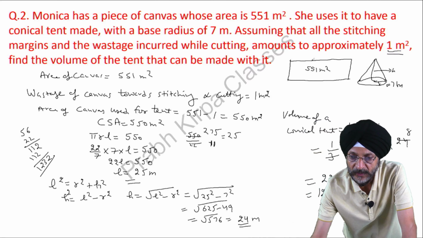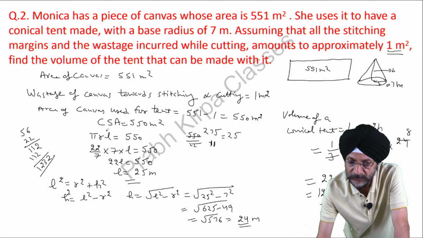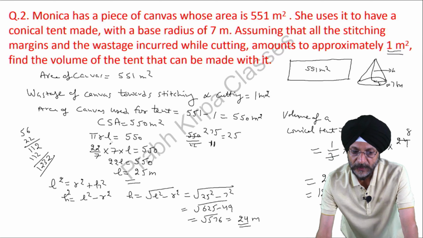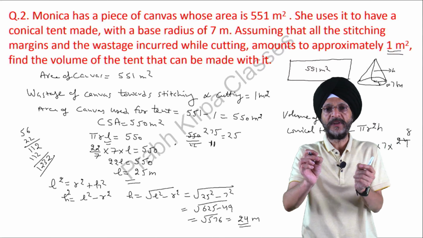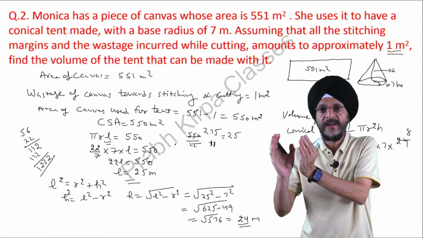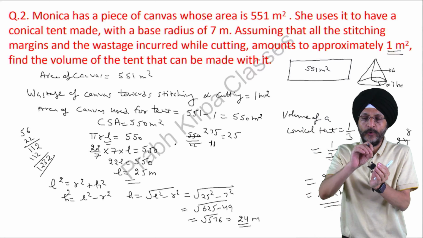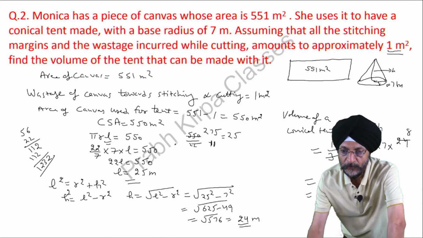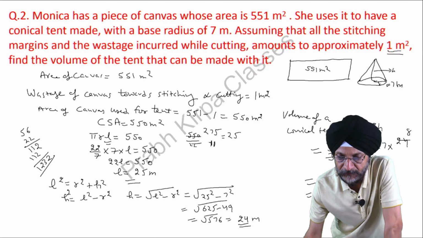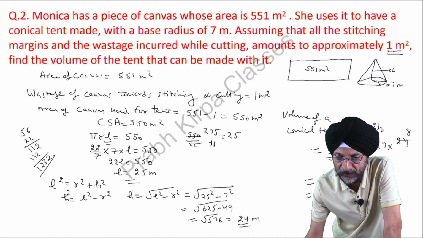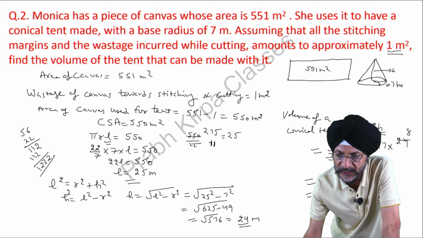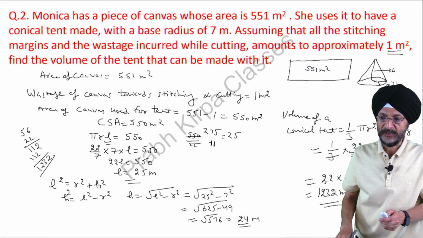This is 550 square meter. From that we calculate, we know that the curved surface area is pi r L. From that we can calculate the value of slant height, and we also know that there is a relationship between slant height and radius. From that we can calculate the value of height, and we know that the volume of a conical tent is 1 over 3 pi r square h. And when we have the value of h, we can fill in the value of h and arrive at the answer.